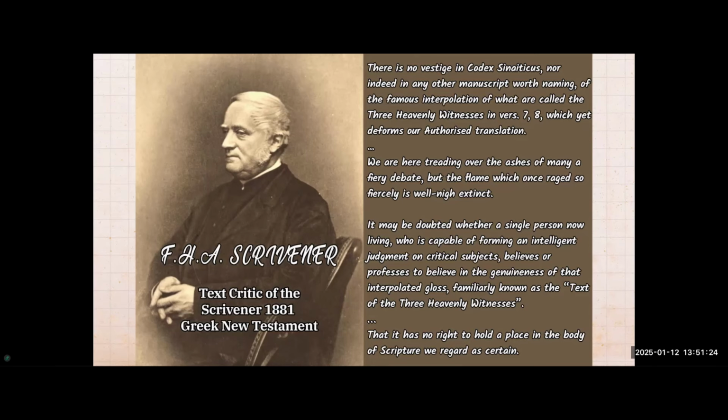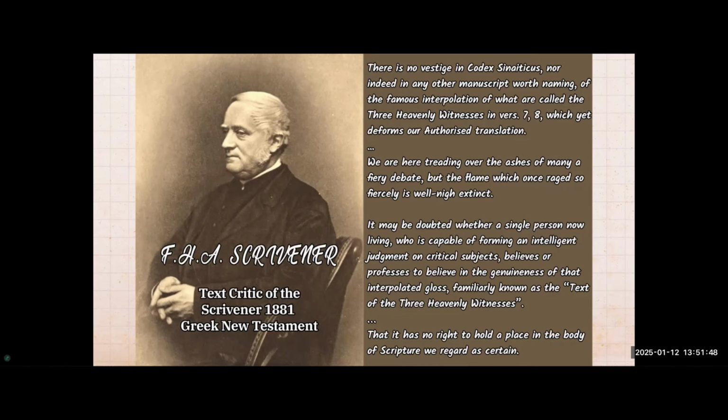All right, we'll finish up with Erasmus next week, but I actually want to end this class with the words from F.H.A. Scrivener. He says this about the Johannine comma, and I think this is a good way to conclude this section. He says, there's no vestige in Codex Sinaiticus, which we haven't talked about yet, but we will soon.